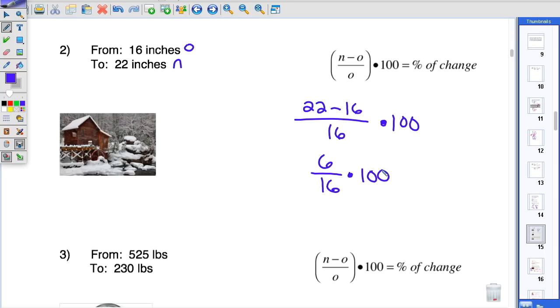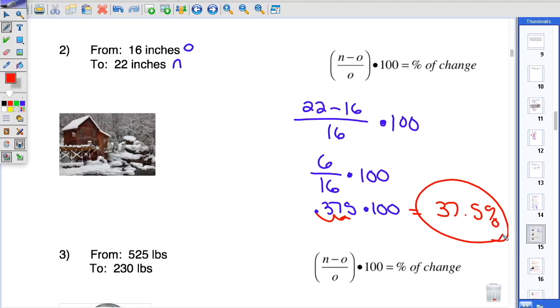Divide 6 by 16 in your calculator, and you get 0.375 multiplied by 100, which when you multiply by 100, it moves your decimal over 2 places to the right, so we get 37.5%. Since it's a positive, this is a percent of increase. That means that from last year to this year, our price went up 37.5%. This means that the amount of snow from last year to this year went up 37.5%.